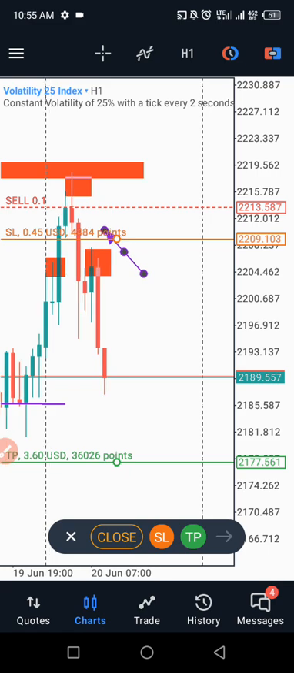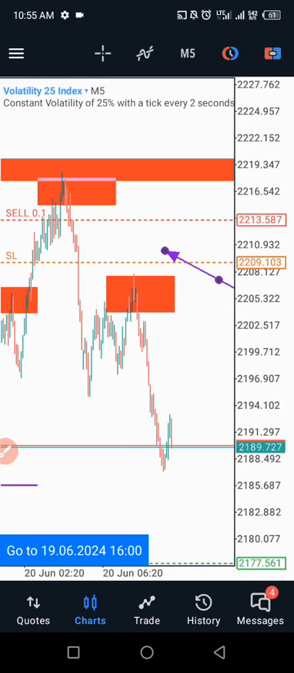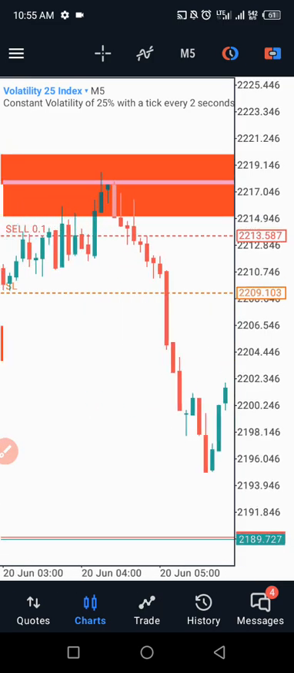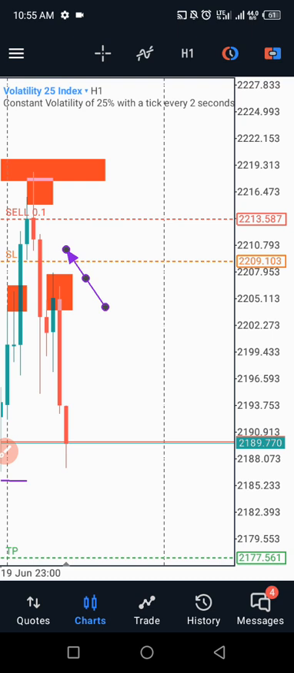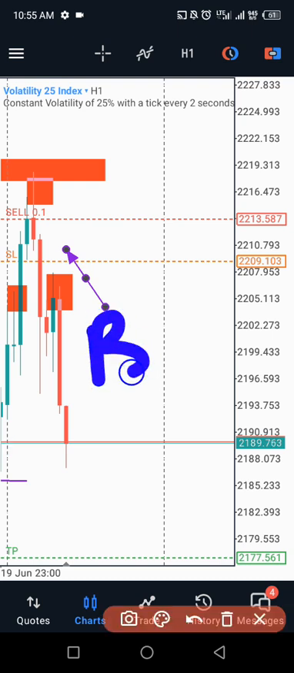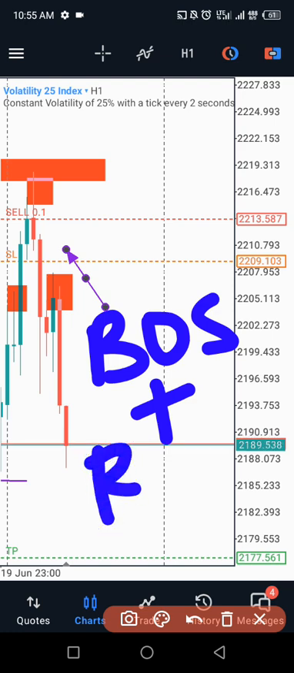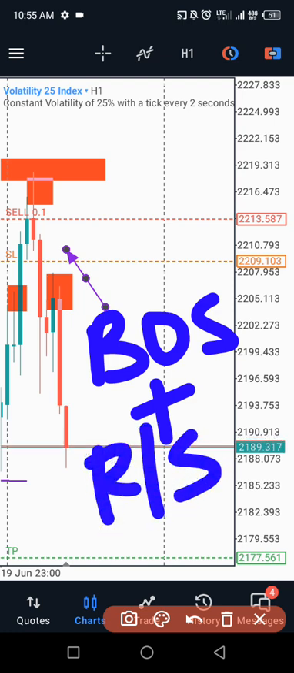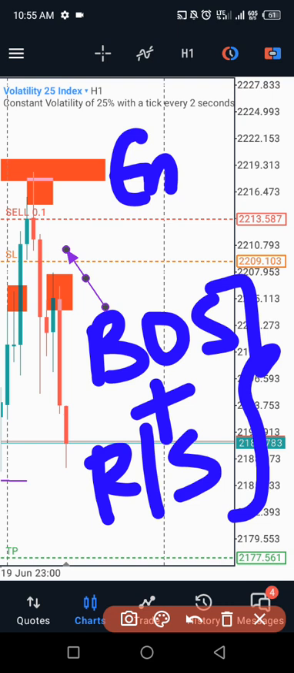So you can see that we've already locked in our profits, and from this trade we should be making nothing less than $3. Okay, so guys, this is how we are able to take this trade, and definitely you want to practice this first of all on your demo accounts before you go live using this strategy. Remember, it's a break of structure plus a resistance or support strategy, and then making use of your candlestick pattern, which is your engulfing candlestick pattern, guys.